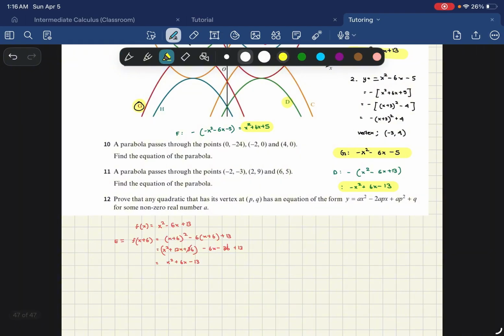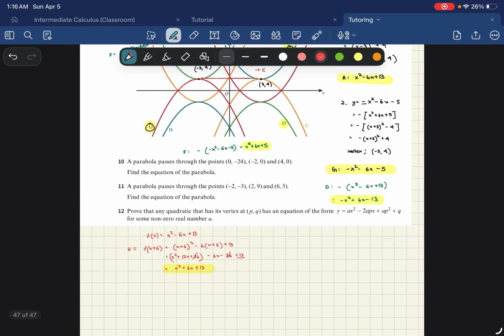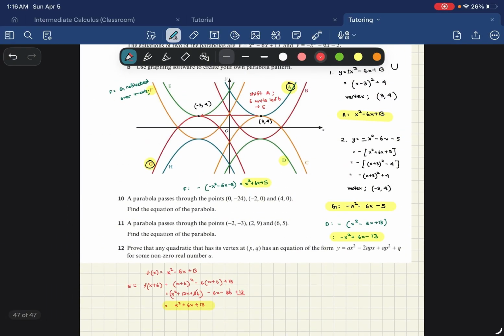So I know the equation of E. E is x squared plus 6x, sorry, not minus 13, it's plus 13, because it's positive here, right? Plus 13. So I know the equation of E. And if I know E, I know H.